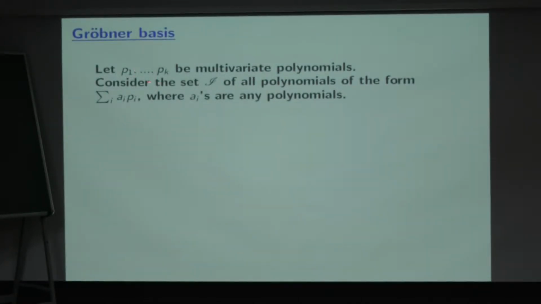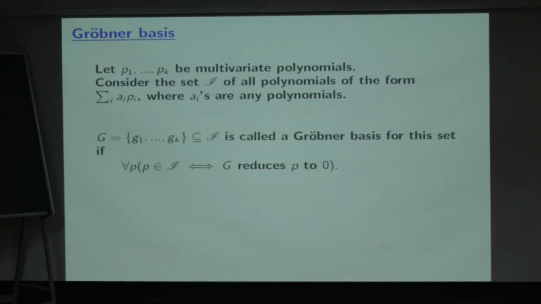He said that this is the thing. Let P1 to Pk be multivariate polynomials. Consider the set of all polynomials that you can write. So that is all the volumes of milk that you can measure, where ai's are just any polynomials. Since they are called ideals, I have used the notation I. The question is, given a polynomial, whether it is of this form or not.